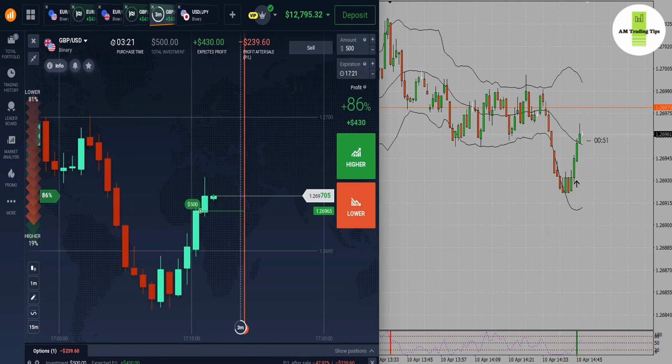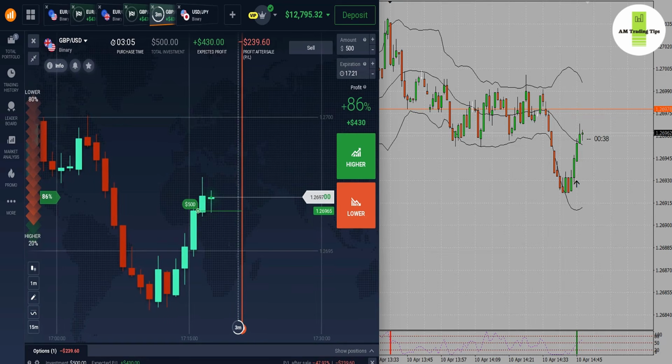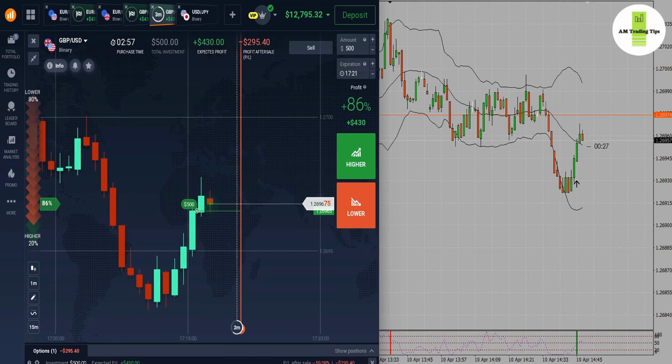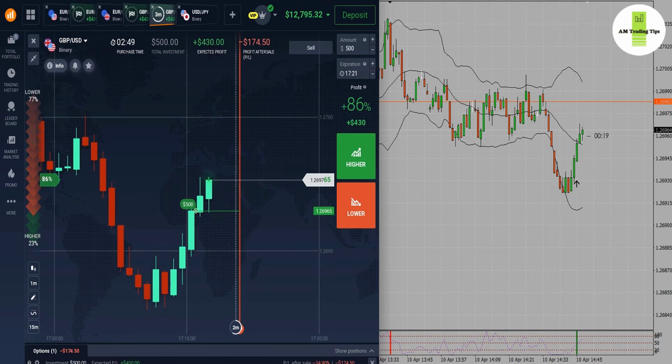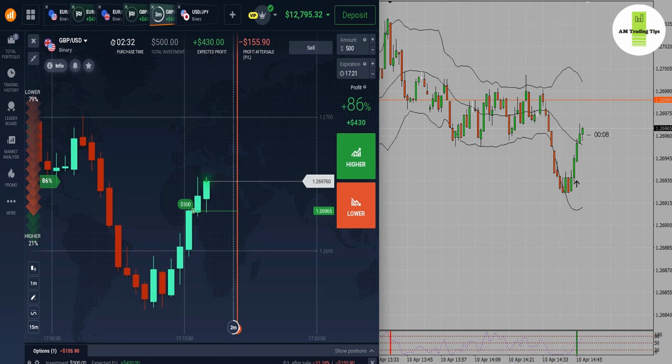Binary trading is risky, so always use a proper money management plan. Never risk more than you can afford to lose. Smart risk management equals long-term success. Now, let's wait for the trade to finish and see the result.